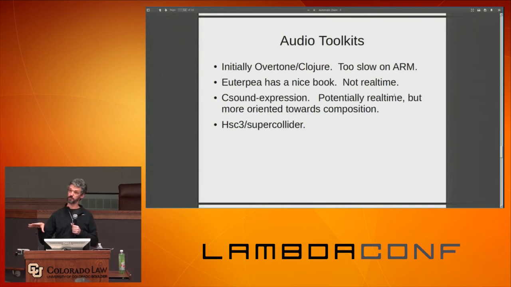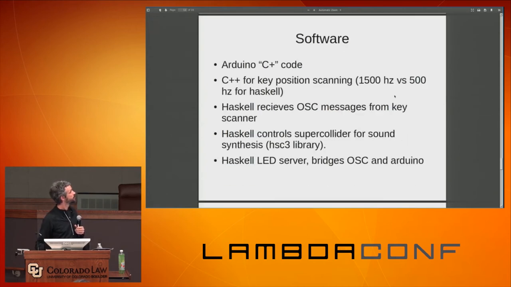Then there's a new SuperCollider controlling library out now that's supposed to be easier to use. I haven't used it. So yeah, we ended up with C++ code on the Arduino. It got down to the wire with Haskell. There's some sort of weird concurrency problem with sensor scanning and the serial port. And anyway, I ended up rewriting it in 24 hours in C++, and it's been C++ ever since.